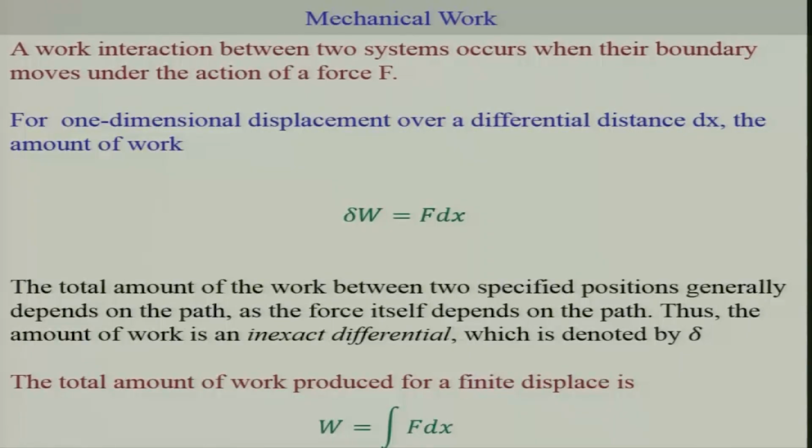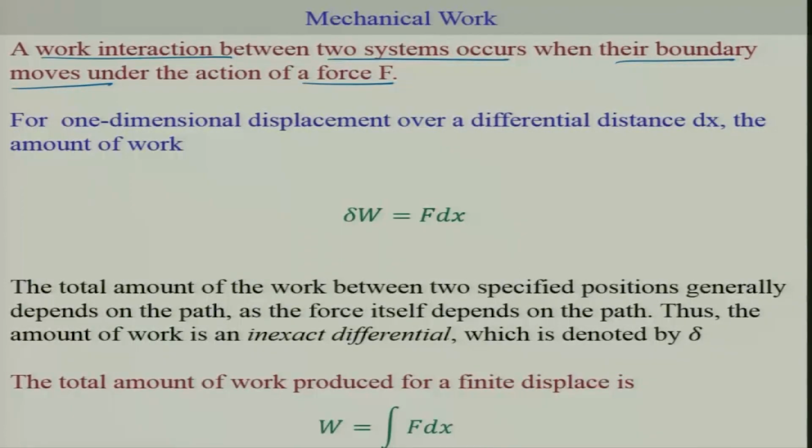work. A work interaction between two systems occurs when their boundary moves under the action of a force F. This is what we all know: there will be a work interaction between the two systems when their boundary moves under a force F. So, this is the basic definition of mechanical work.